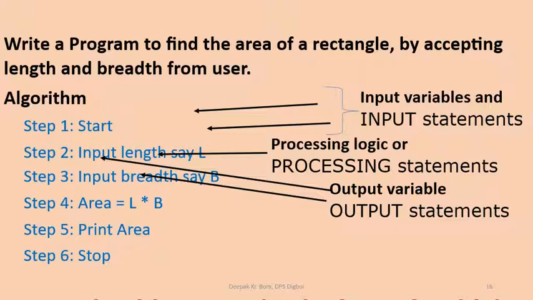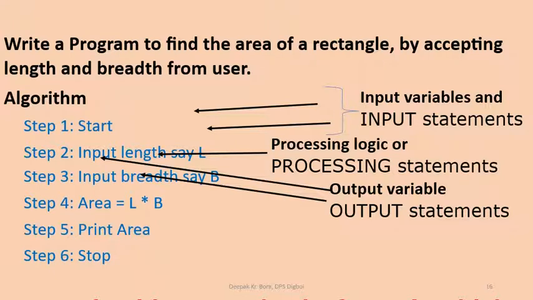Here this step 4 is nothing but a processing statement, displaying the processing logic. Step 5, that is print area. So here this is the output statement, and we are using the output variable as area.